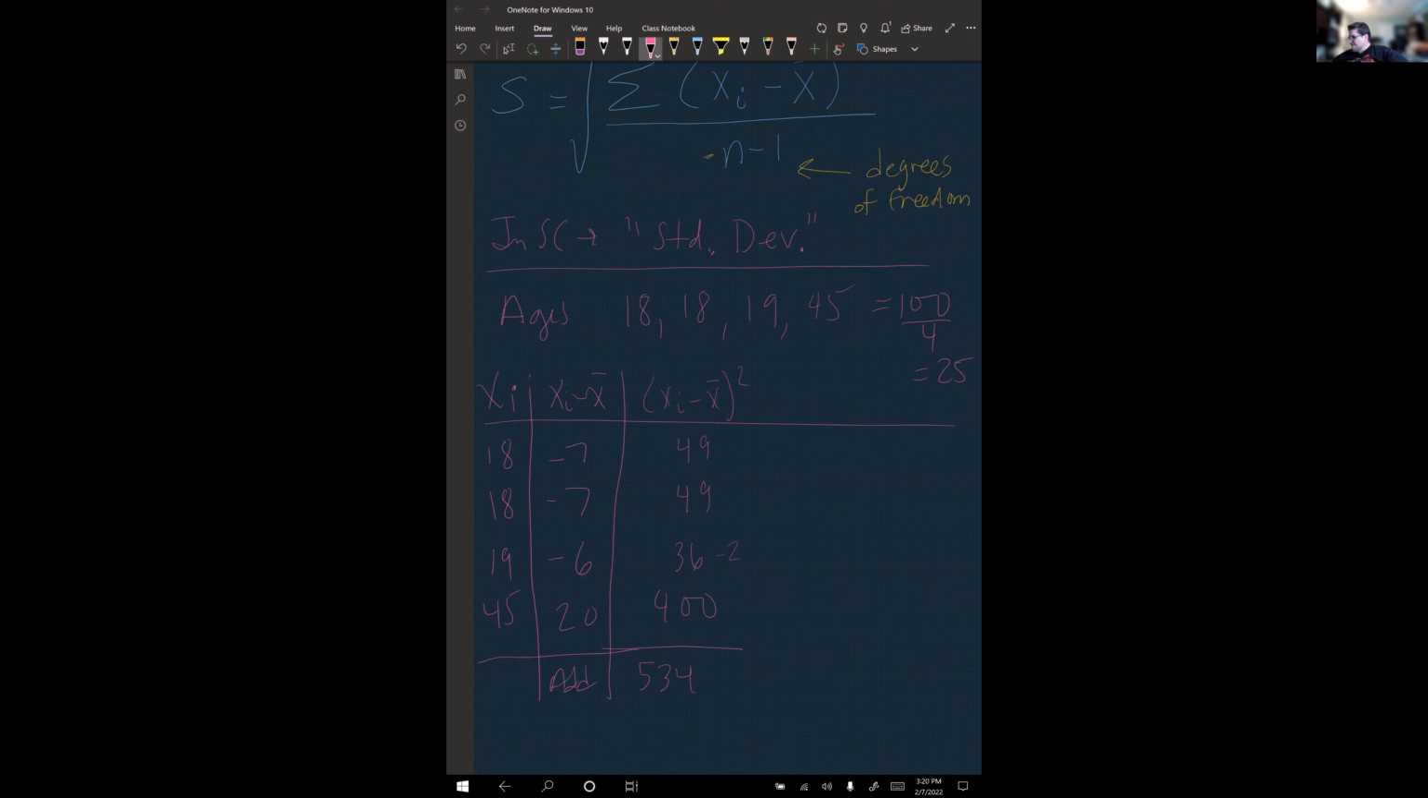Then I would divide by n-1. There, n was 4. There were 4 of us in the group. We're just a sample of the ages at COS. So n-1 is 3. So we've got 534 divided by 3, which is actually evenly divisible. It's 178.